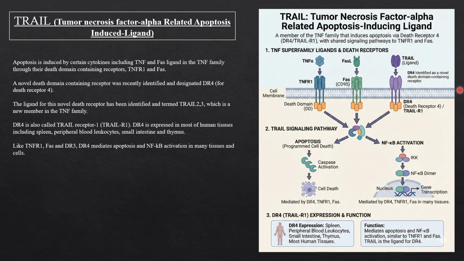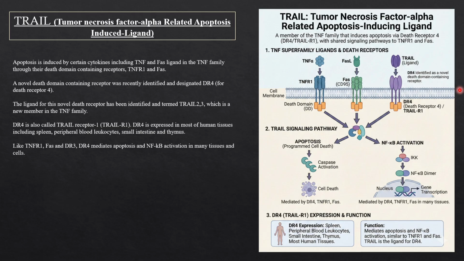The apoptosis-inducing ligand, or TRAIL, is a member of the TNF family that induces apoptosis through the death receptors such as DR4. TRAIL binds to the receptors, triggering the formation of death-inducing signaling complexes that activate the initiator caspases, particularly caspase 8. This leads to the activation of the downstream effector caspases and ultimately programmed cell death.